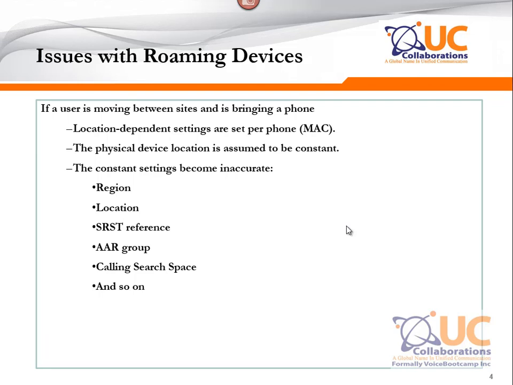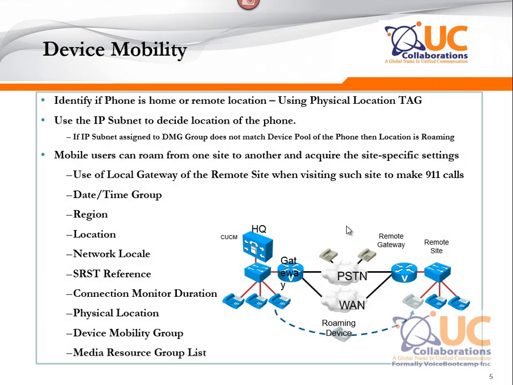So if you are coming from a different site and have information that belongs to another site, then obviously you will have wrong information when you're communicating. What device mobility does is identify whether the phone is home or remote using a physical location tag, and then use the IP subnet to decide the location of the IP phone. If the IP subnet assigned to something called a device mobility group does not match the device pool of the phone, then the location is roaming. So if your home physical location does not match the device pool physical location, it is considered that you are roaming.